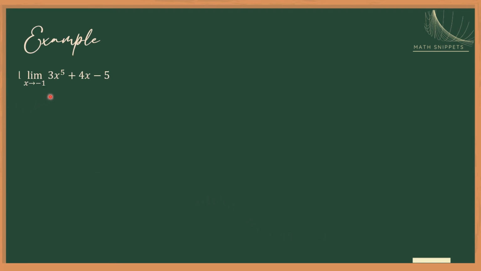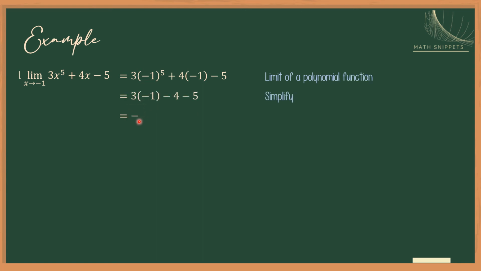The limit of 3x raised to 5 plus 4x minus 5 as x approaches negative 1 would be, when we evaluate the limit, we just substitute negative 1 to every x in the polynomial. So we just get this. And then we simplify. Hence, we get negative 3 minus 9, so negative 12. Therefore, the limit of 3x raised to 5 plus 4x minus 5 as x approaches negative 1 is equal to negative 12. So we do the same thing for the second example.